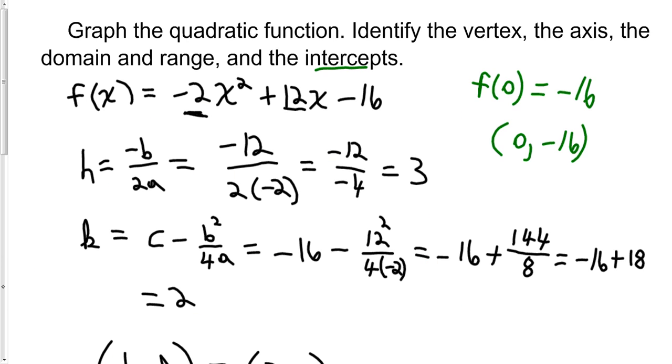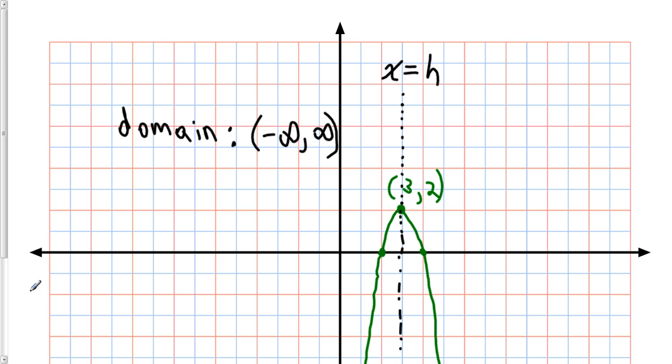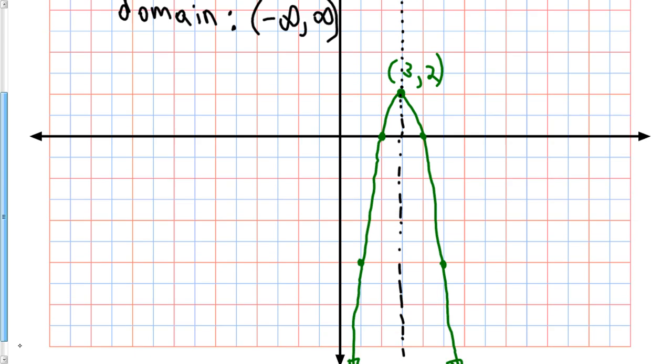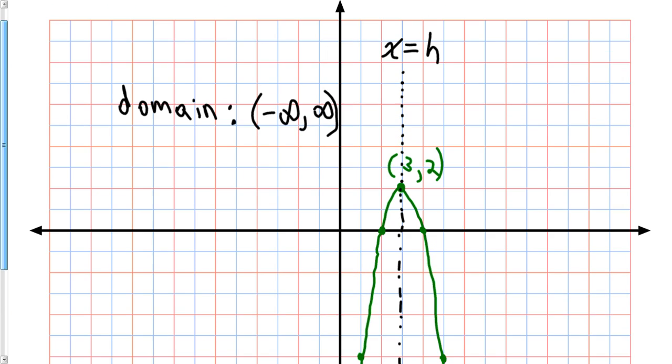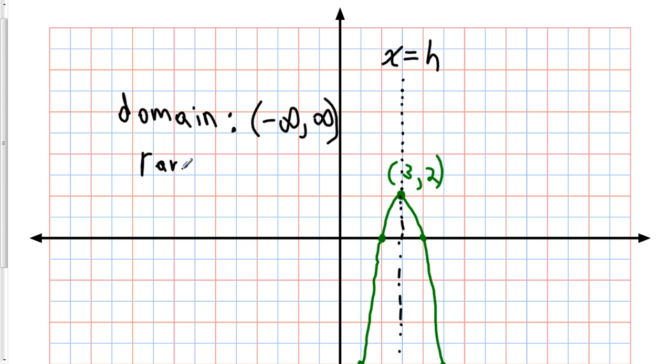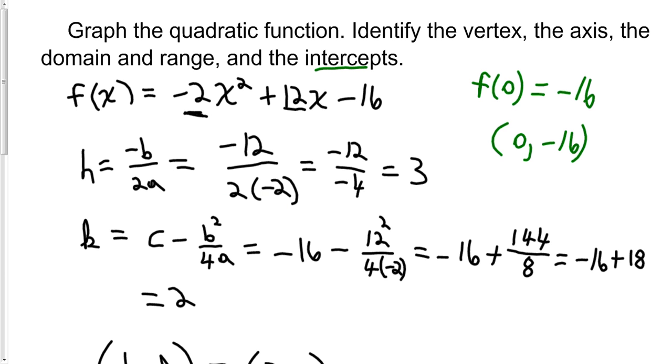It says also to identify the range. Well, the range, if you look at the graph, the arrowheads mean that the y values don't begin anywhere. There is no smallest y value. So for the range, we will say the y values have no smallest element, but the largest possible y value is 2. It's the y value of the vertex. 2 is the largest possible y value, and we include it.